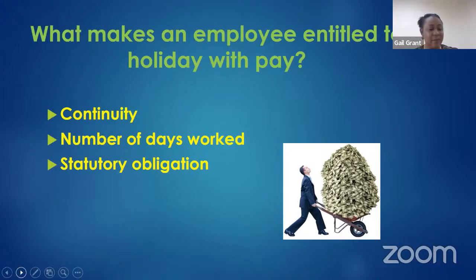So we normally say, what makes an employee entitled to holiday pay? You look at their continuity, the date when they work. You look at the number of days that they actually worked. And normally, in order to determine that a person is entitled to holiday, we generally say the person must work 3 days or more, because 3 days is more than half of the 5 days. And even if a person works 6 days, the 3 days will be half.